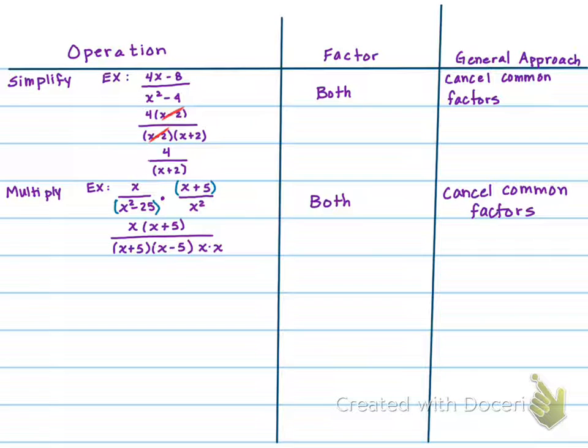So then we would cancel some common factors, and this ends up being 1 over x minus 5. Or sorry, 1 over x times x minus 5. Yeah, I'm sorry, I wrote it and didn't say it. There we go.